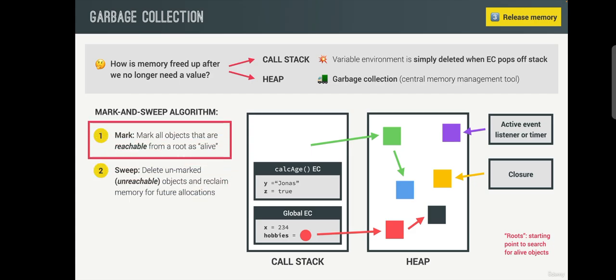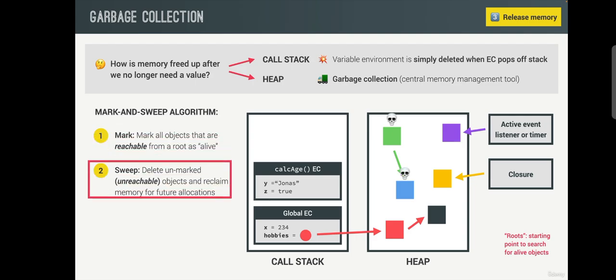So now, with the getTasks variable environment gone, there's really no one to reference the green object anymore, right? Therefore, the green object and also the blue object are no longer reachable from any root. They're no longer alive. Therefore, as the process moves into the sweep phase, both the green and the blue objects will be swept away, and the memory that they occupied will be reclaimed.